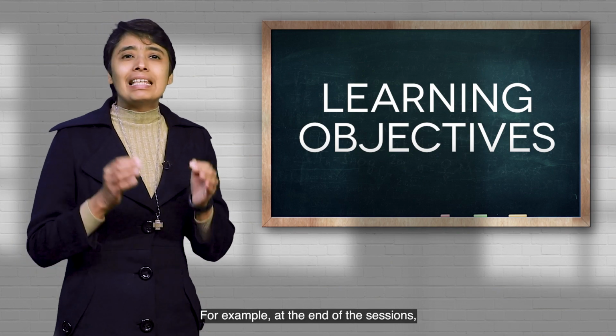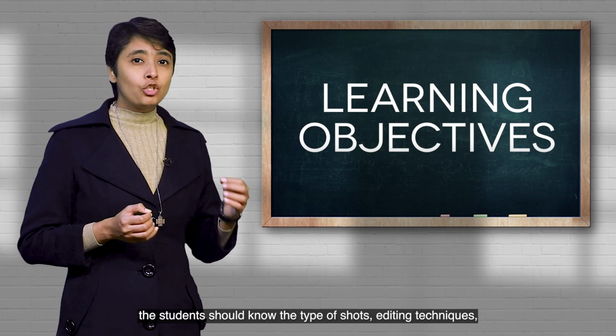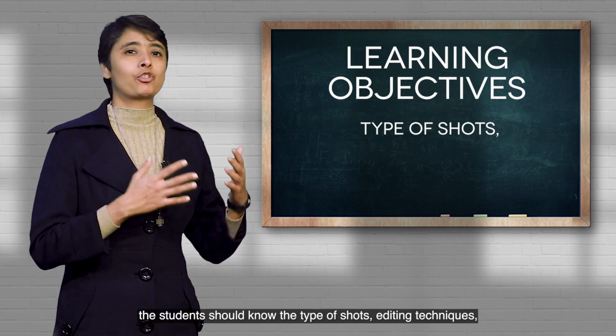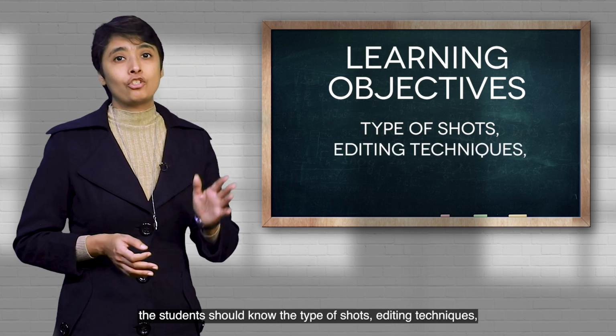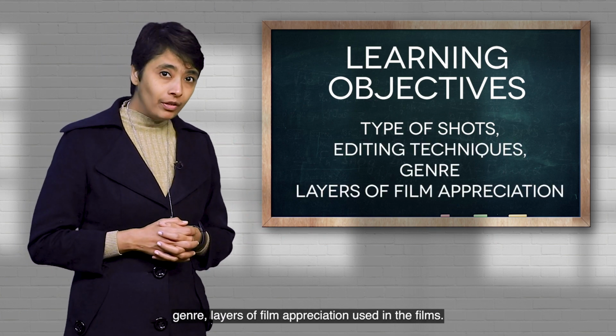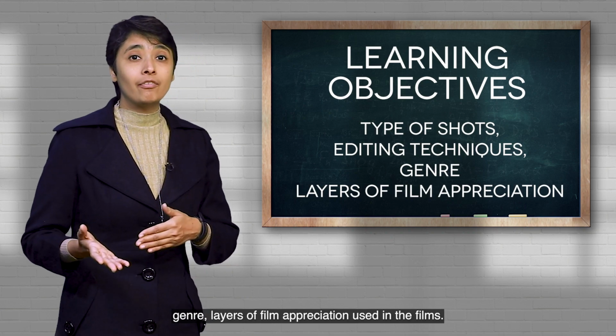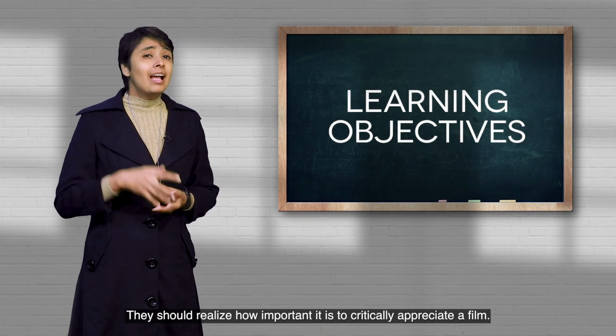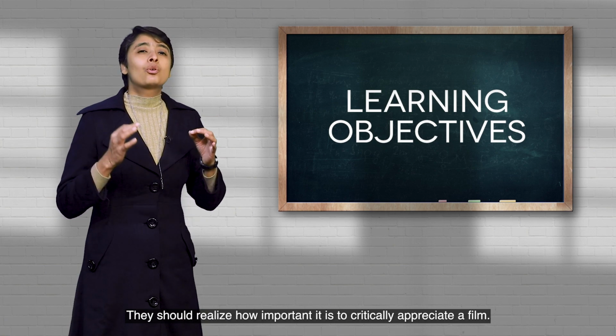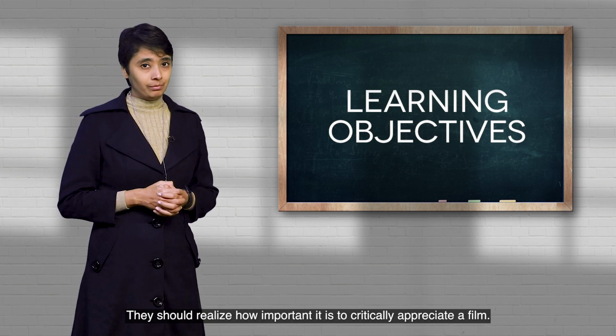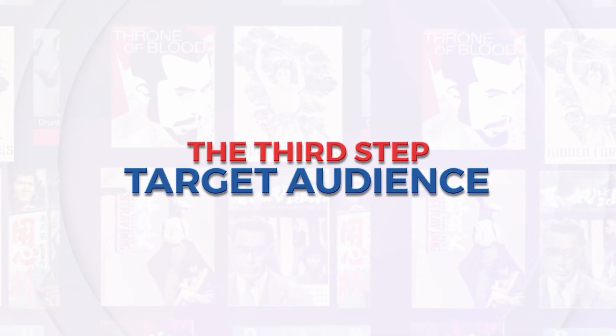For example, at the end of the sessions, the students should know the type of shots, editing techniques, genre, and layers of film appreciation used in the films. They should realize how important it is to critically appreciate a film. The third step, target audience.